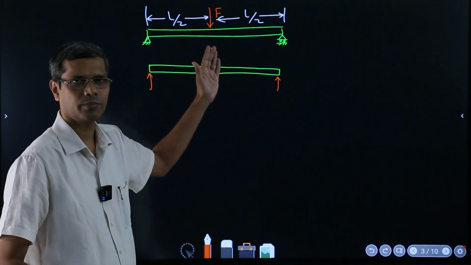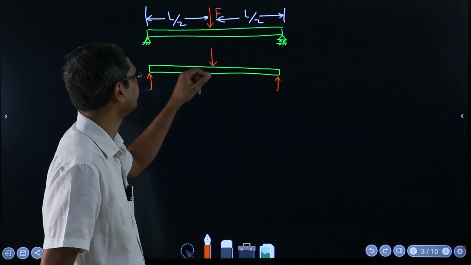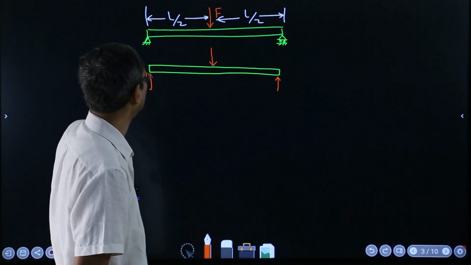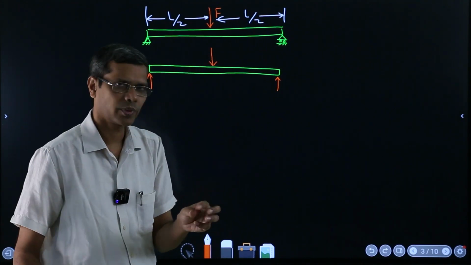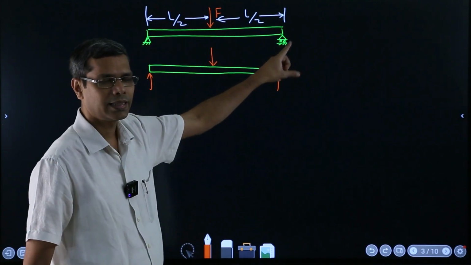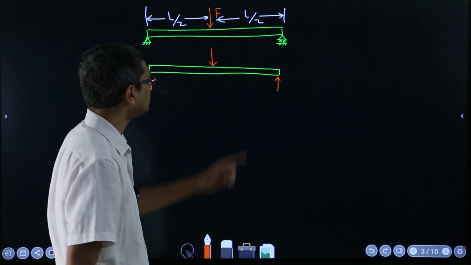In this case there is a way, because there is a symmetry. Otherwise, in the general case, you cannot find all the 4 reactions. If I make this side also a simply supported, a hinge one, then there is no way you can figure out 4 unknowns. So that's why I made it like this.